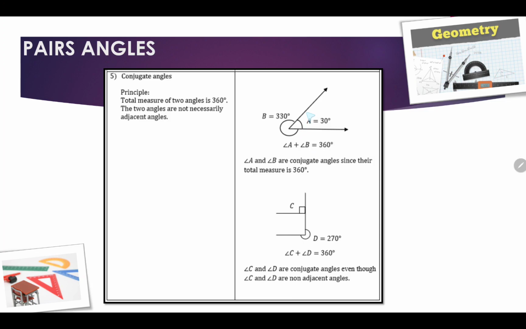Okay, and at the same time these two angles are also adjacent angles, sebelah-sebelah, because they share the same vertex and same side. Okay, but for angle C and angle D, they are not adjacent angles because they are not sharing the same side and same vertex, but we can call them conjugate angles because the total measurement of these two is 360 degrees.